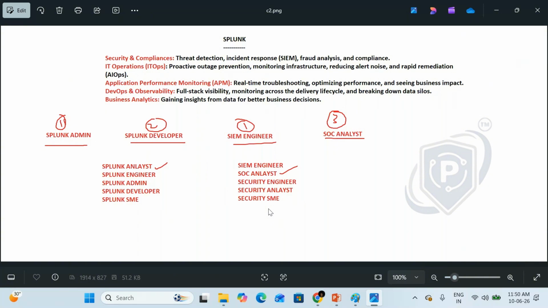Splunk admin or SIEM admin. SOC admin is also there, you know. Nobody will tell that. Actually, SOC admin is nothing but SIEM admin. SOC means basically implementing the logic to detect suspicious activity. But if you want to implement the logic and detect suspicious activity, you need data, no? You need data, no?